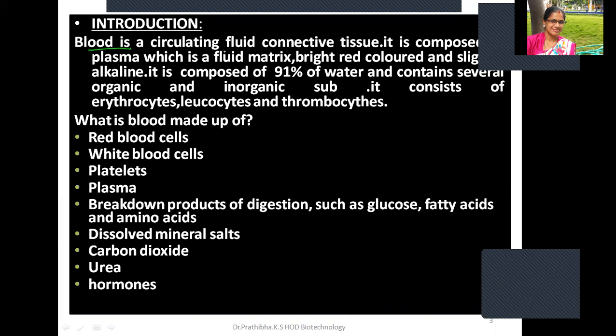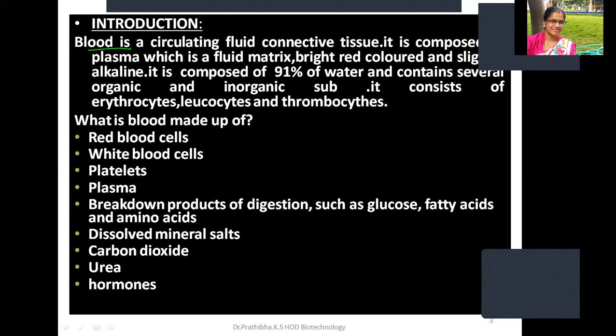Blood is a circulating fluid connective tissue. It is composed of plasma, which is the fluid matrix, bright red in colour and slightly alkaline in nature. It is composed of 91% water and contains several organic and inorganic substances. It consists of erythrocytes, leukocytes, and thrombocytes. If you want detailed information about blood, I have made a separate video on it. You can have a look.